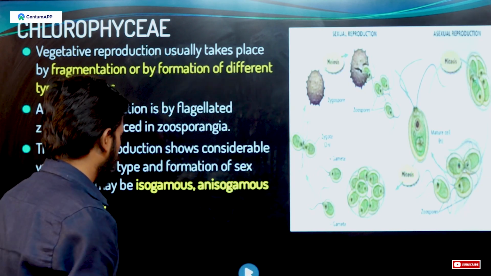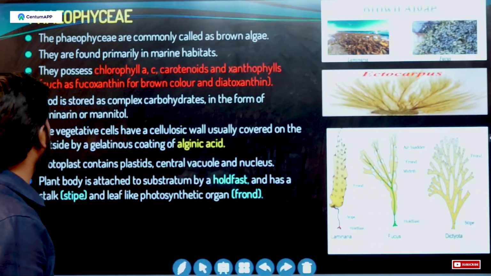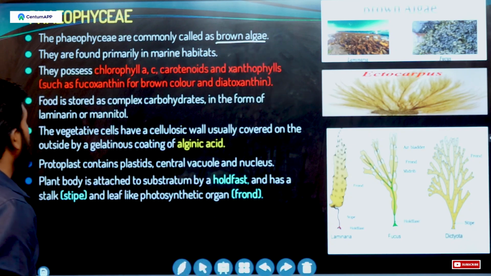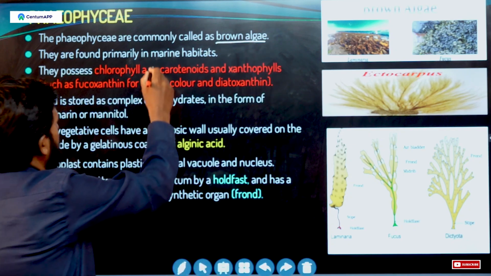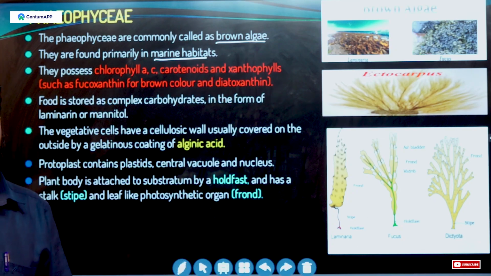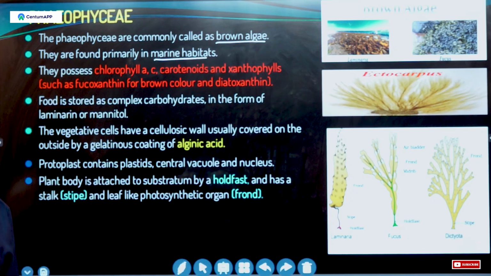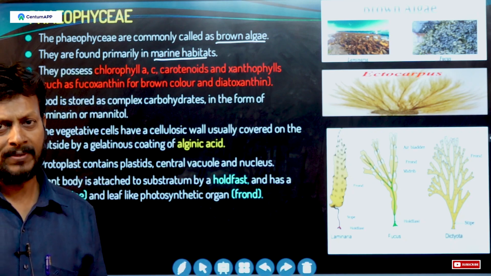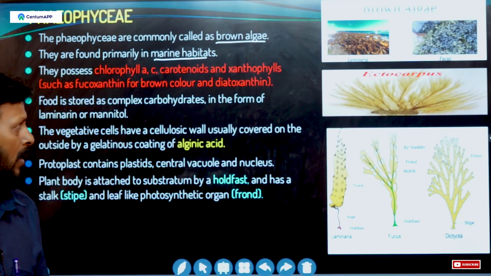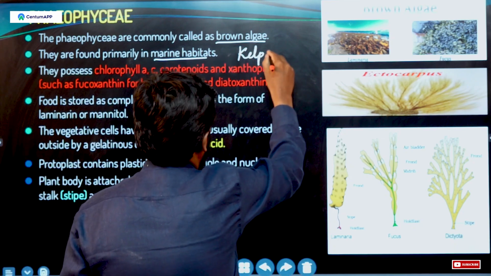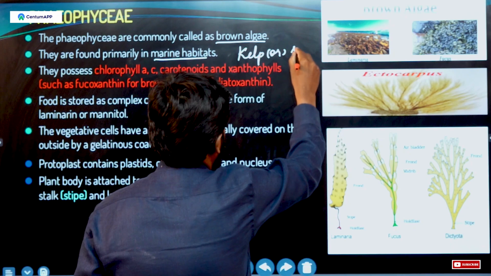Next one, phaeophyceae. We know they are brown algae. Generally they have marine habitats, mostly present in seashore areas, especially Laminaria and Macrocystis. The largest algae are called kelp or seaweeds.